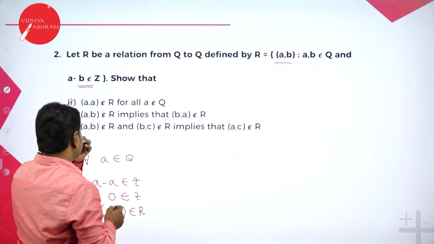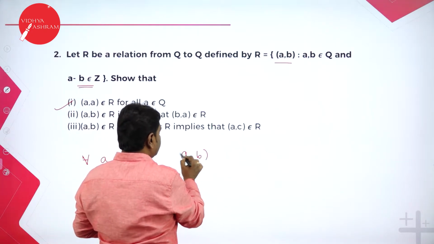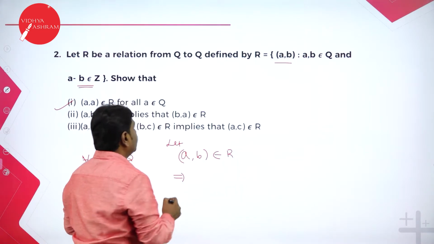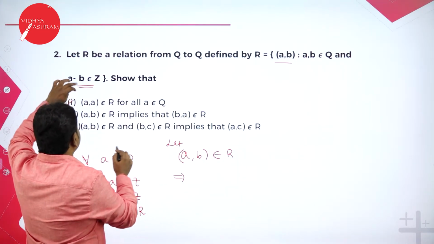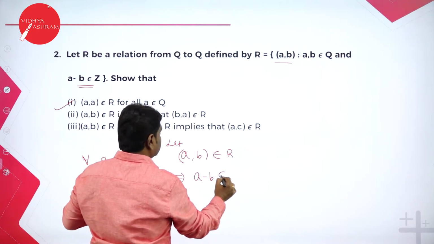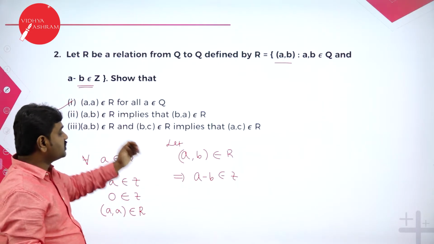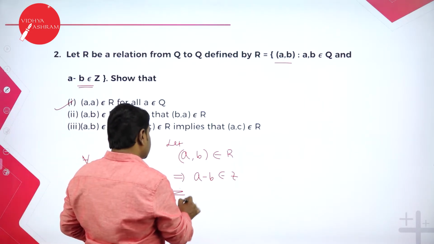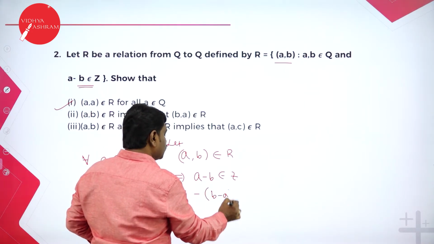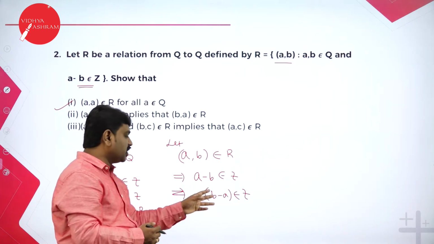Then if (A, B) belongs to R, (B, A) should belong to R. So I will take (A, B) belongs to R. That implies, as given, if (A, B) is in R, then A minus B should be an integer. How did I write this? Because they have given that if (A, B) is in the relation, the difference is an integer. Now I take minus common: A minus B can be written as minus of (B minus A). If you multiply, it will be the same.